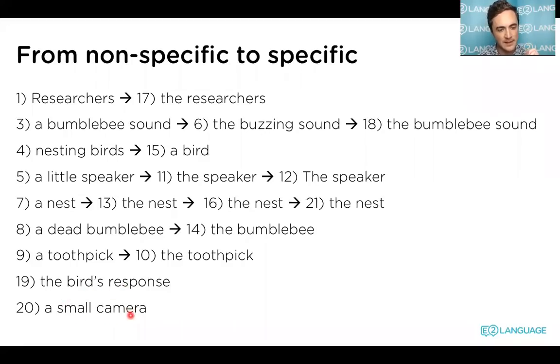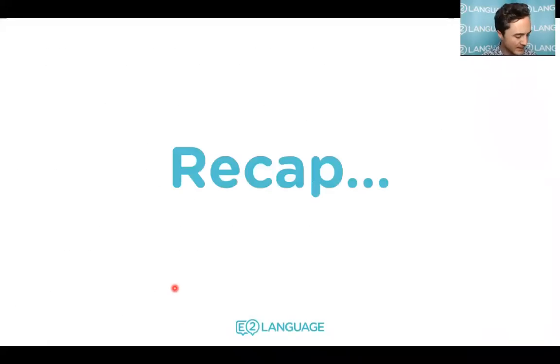Here, the noun is the camera. It's the first time we mentioned it. We say a small camera, okay? Don't worry about the little exception there with number 19. We've got a general rule that we can follow now where we go from researchers to the researchers. Our researcher to the researcher. We go from bumblebees, the bumblebees. A bumblebee, the bumblebee, okay? Think about that pyramid. Cool, let's recap.